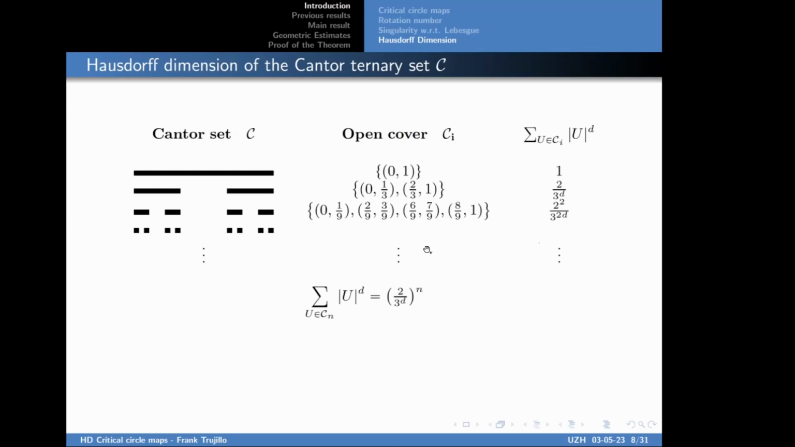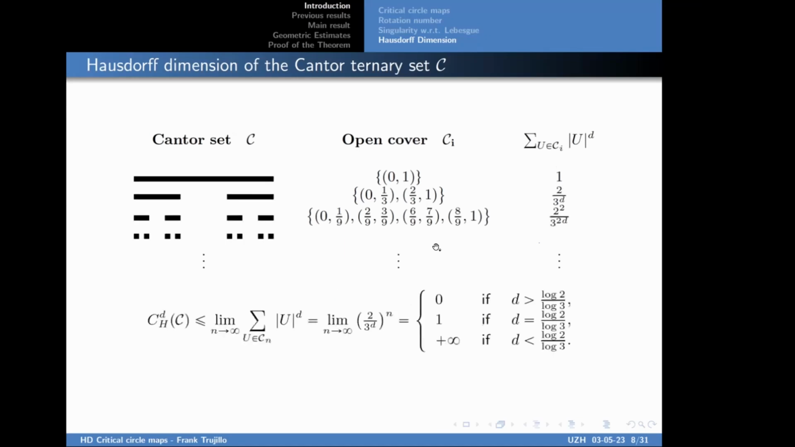So what does this tell me about the Hausdorff content? Well, it tells me that my d-dimensional Hausdorff content is smaller than this limit. And this limit is very simple. If I pick d big enough, this limit is 0, it's finite. If I pick d equal to log 2 over log 3, I get the threshold, I get 1. But if I take d smaller than this, it diverges. So at least what I can say is that the Hausdorff dimension of my set is smaller than or equal to this value.